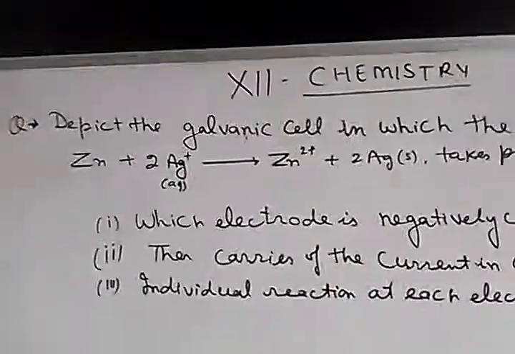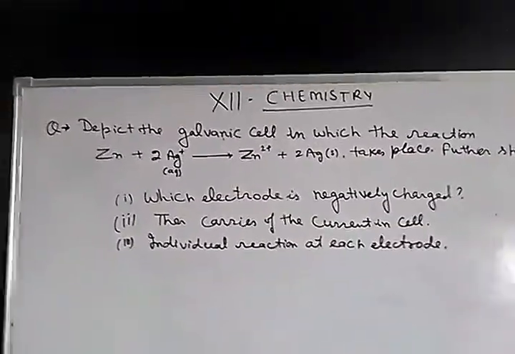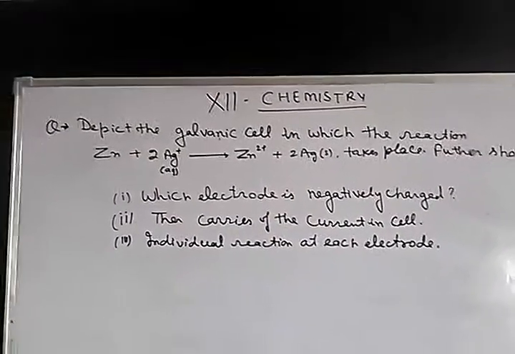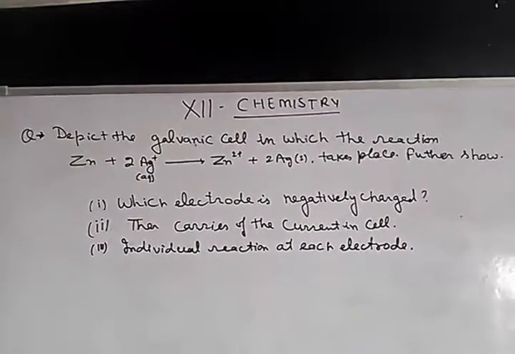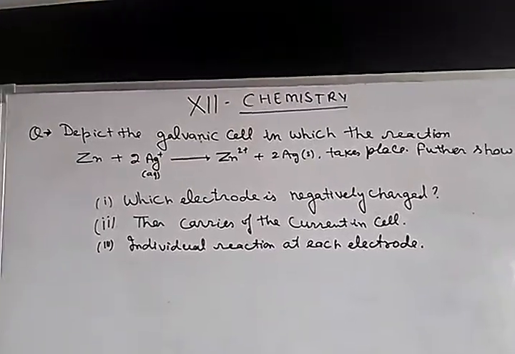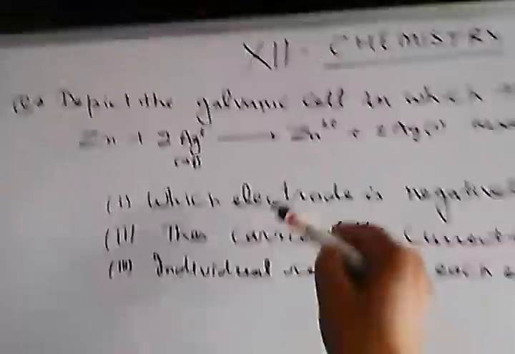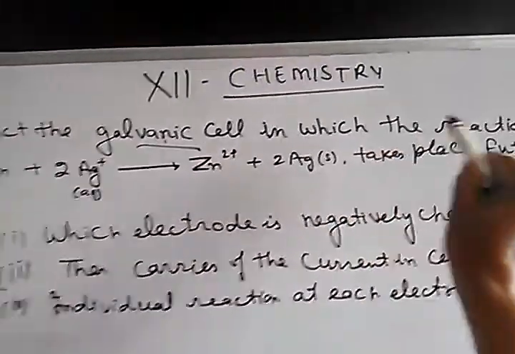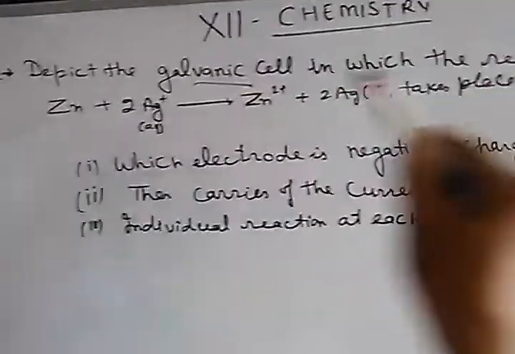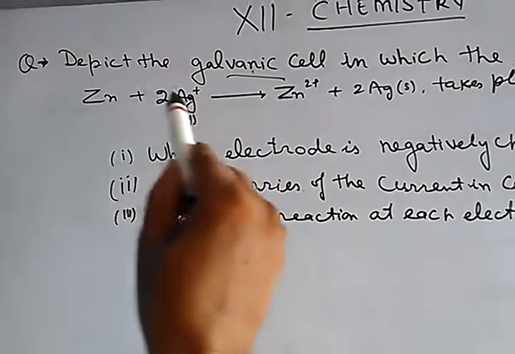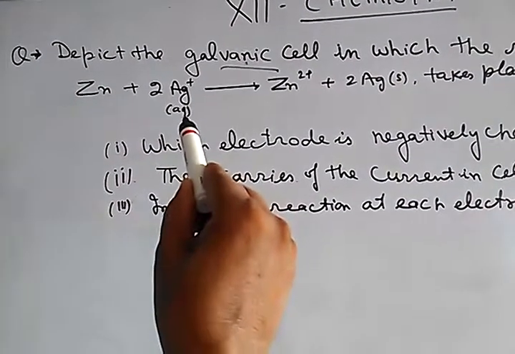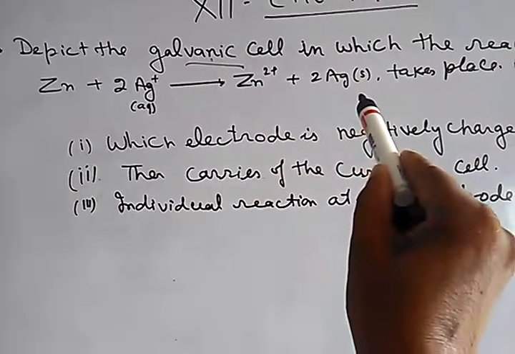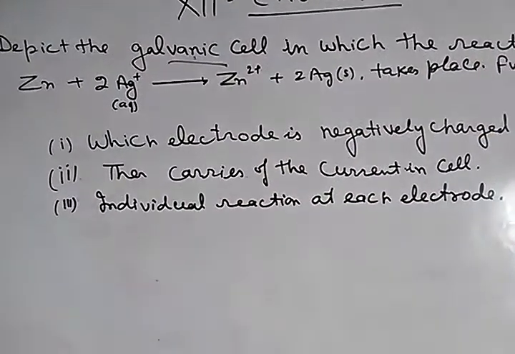Hello students, I am giving you a numerical regarding the electrochemistry that I have taught you till yesterday. The question is: depict the galvanic cell in which the reaction takes place where zinc reacts with the silver salt in aqueous solution to give zinc ion plus 2 silver in solid state.